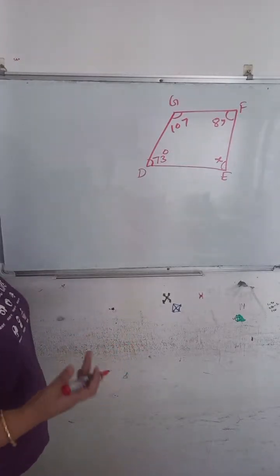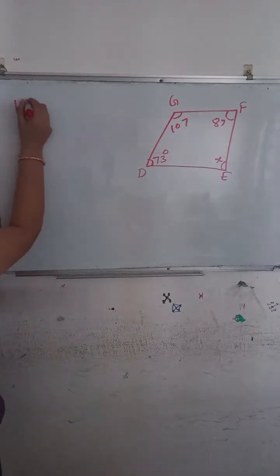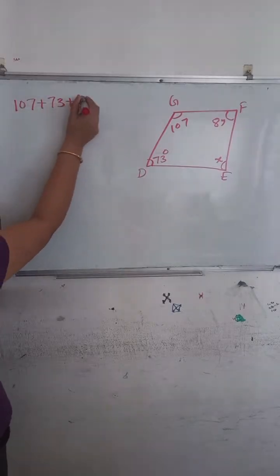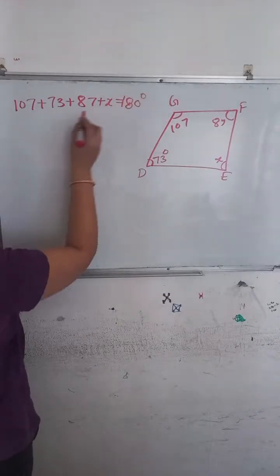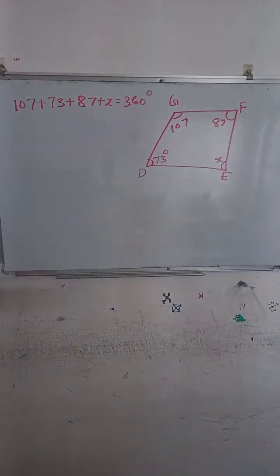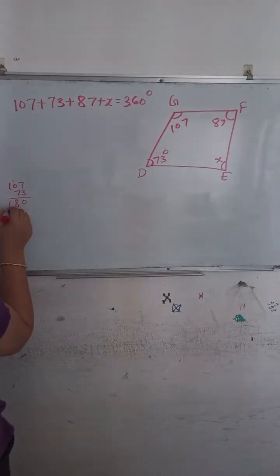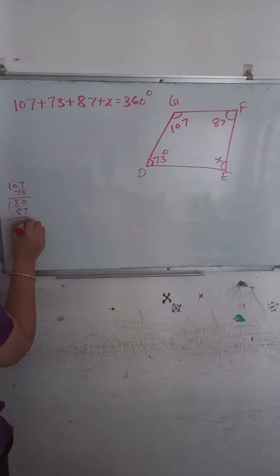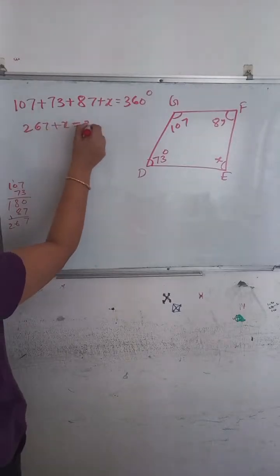So how to calculate? You can use the quadrilateral sum property. So 107 plus 73 plus 87 plus X is equal to 360 degrees, the quadrilateral angle sum property. Here 107 plus 73 is 180. 180 plus 87 is 267, so 267 plus X is equal to 360.